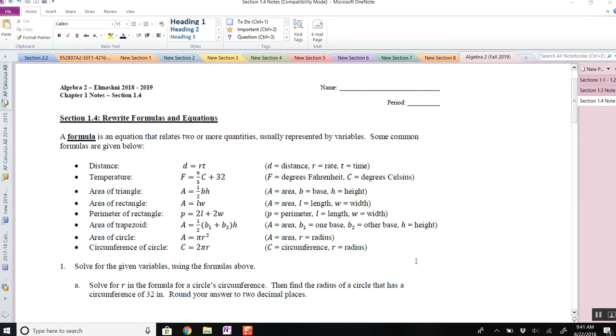Hey there, welcome to a video discussing section 1.4. That section will be about rewriting formulas and equations. So it's kind of an extension of 1.3, where in 1.3 we're solving for a variable in a linear equation.